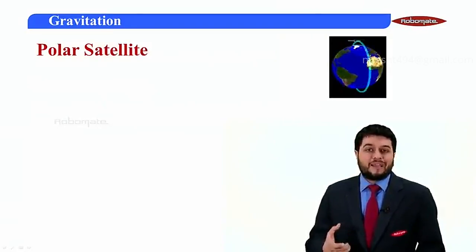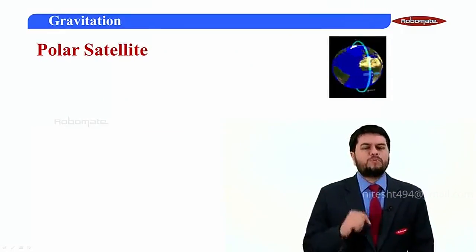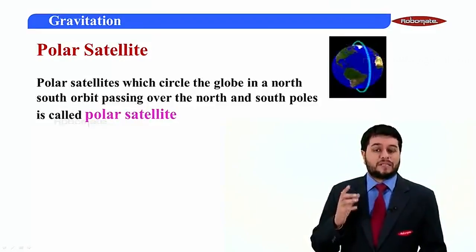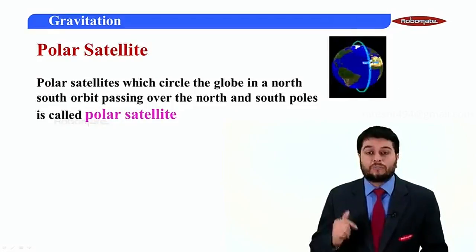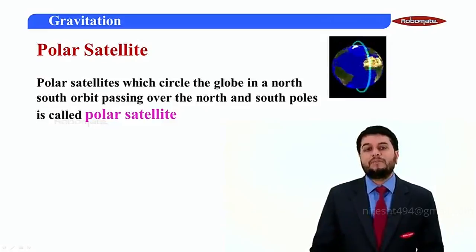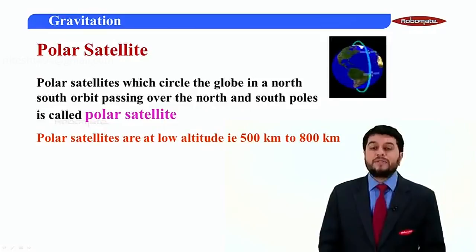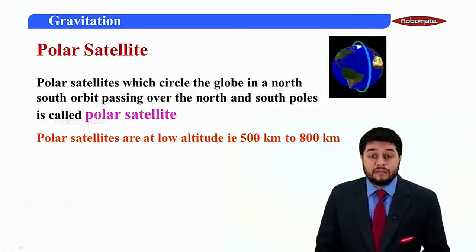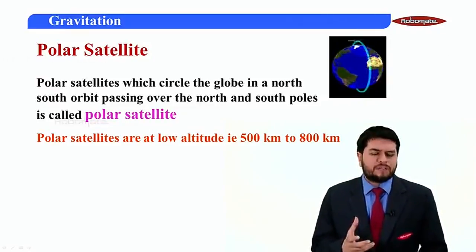Now, talking about the second aspect, that's the polar satellite. As the name suggests, polar, pole to pole. The definition goes like this: a polar satellite is nothing but a satellite which circles the globe in a north-south orbit, passing over the north and the south pole. Children, just remember this as extra knowledge. Polar satellites are at a very low altitude, 500 kilometers to 800 kilometers, and so they are very close to the surface of the Earth.